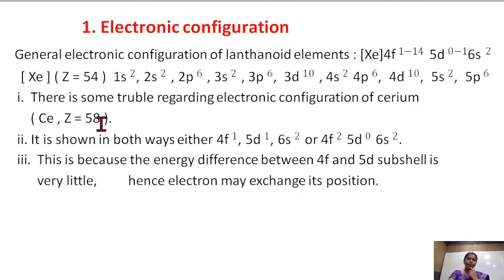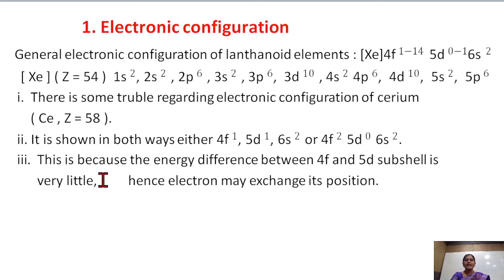Cerium has atomic number 58. It is shown in both ways, either 4f1 5d1 6s2 or 4f2 5d0 6s2. Now the 4f orbital of cerium contains 1 electron or 2 electrons, that is, the 5d orbital has sometimes 1 electron or 0 electrons.